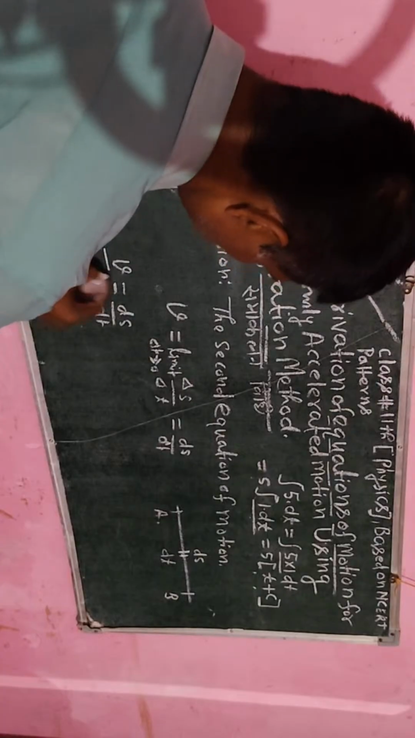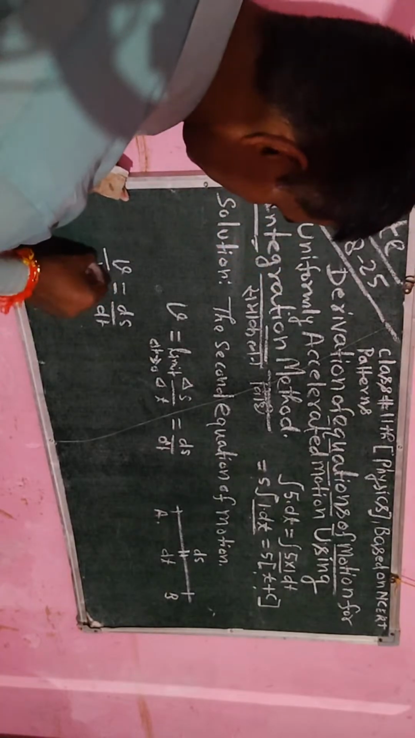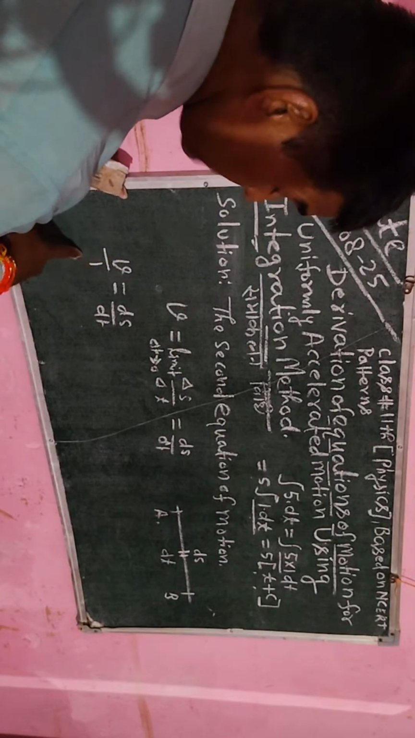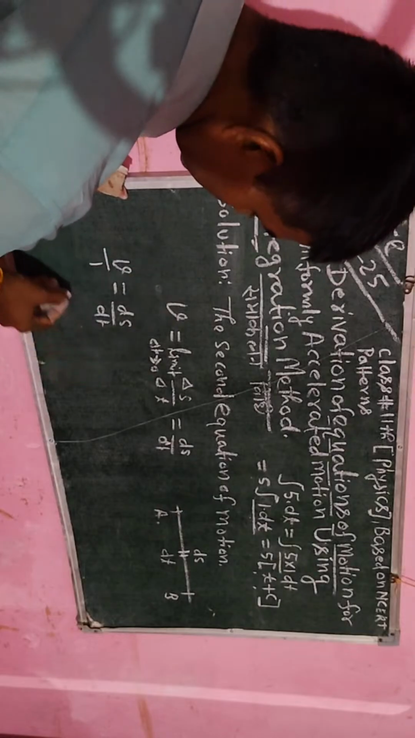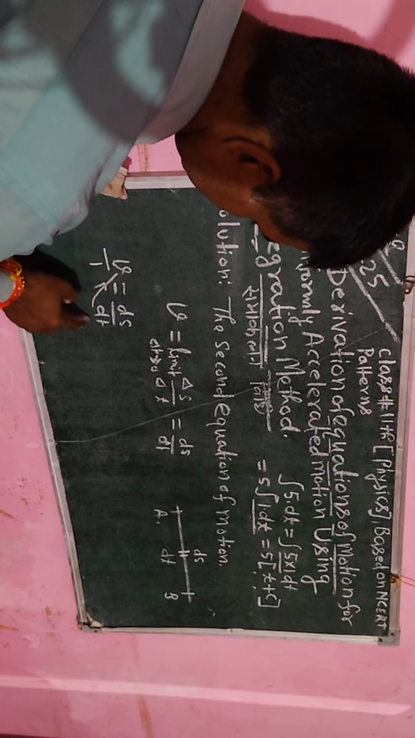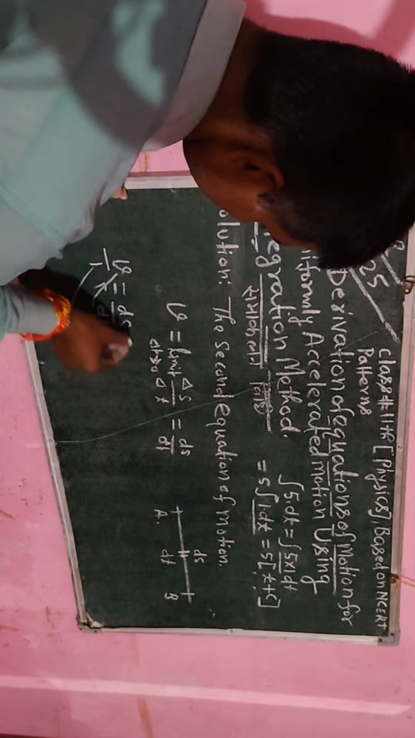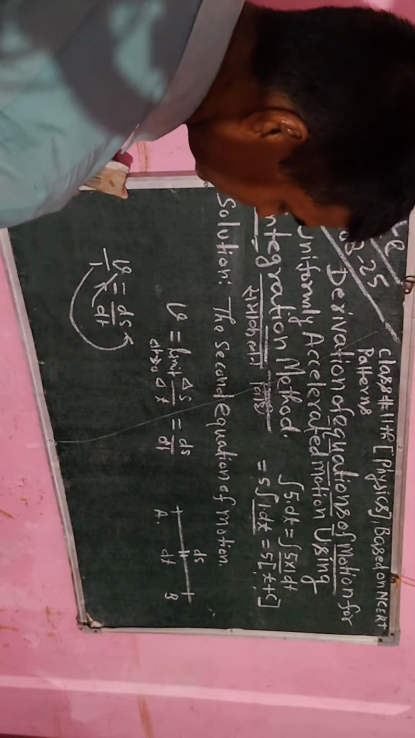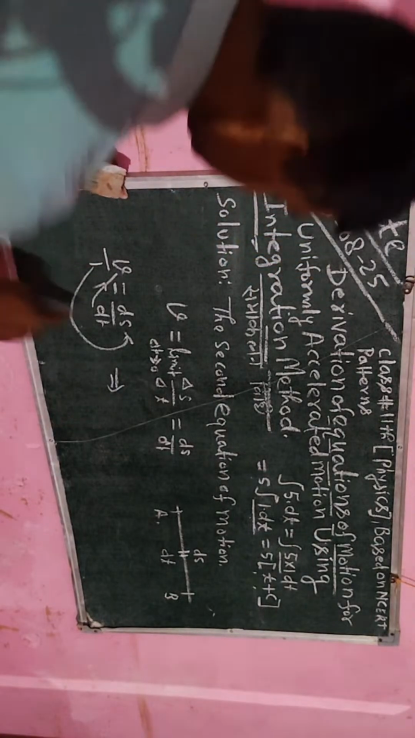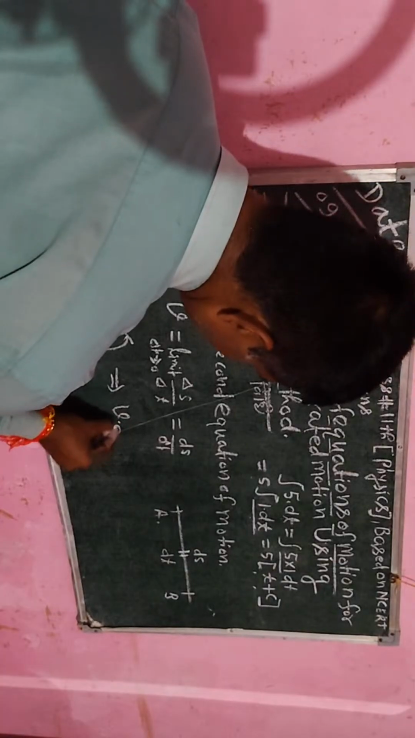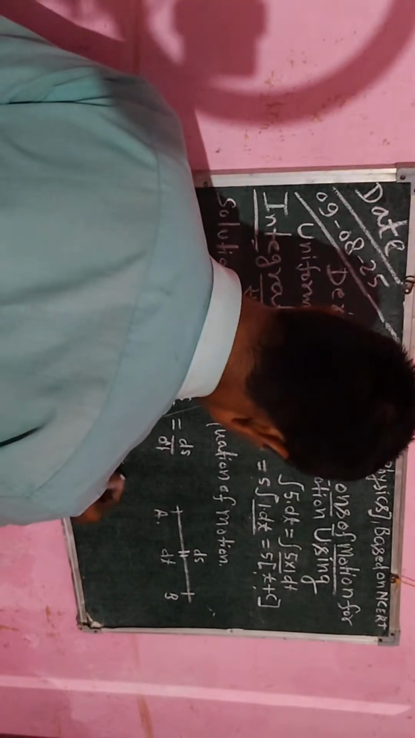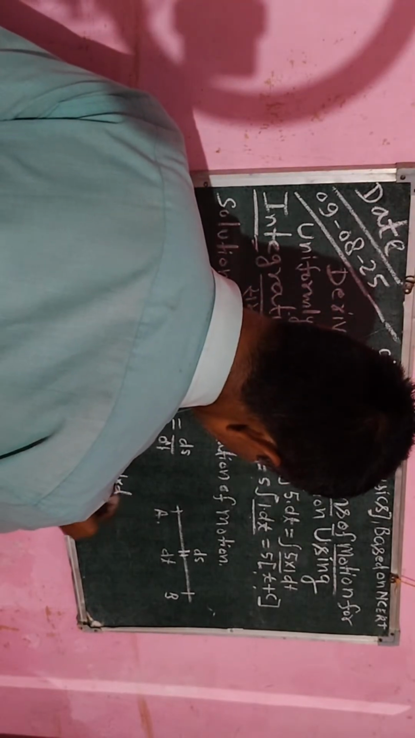Again I will write v divided by 1. If I divide v by 1, I get the same v. Here I will do cross multiplication: dt into v, and 1 into ds. So I use the concept of cross multiplication. Here I write v into dt, which is equal to 1 into ds.